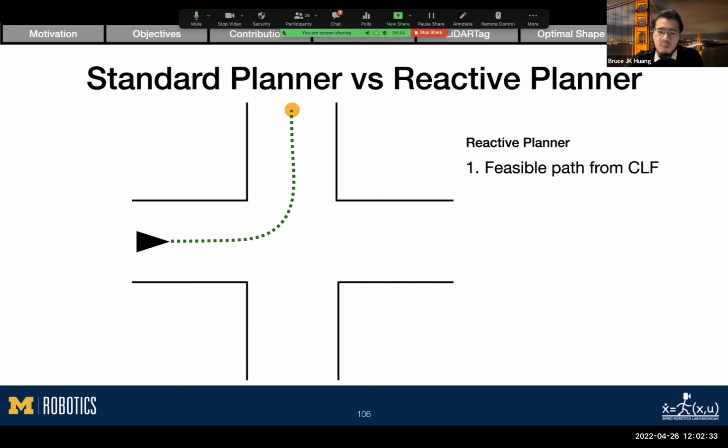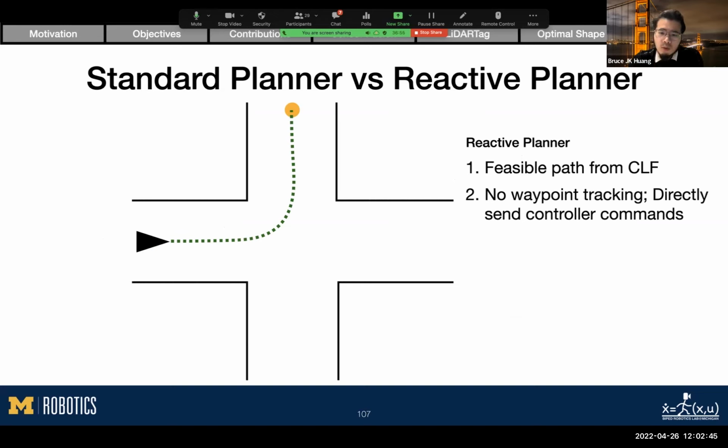On the other hand, for a reactive planner, we generate a feasible path directly from a control Lyapunov function that was designed for our robot. We do not need waypoint tracking, so we don't need an extra PID controller to track the path. That is to say, we handle robot deviation ourselves, rather than hand it over to a controller. The CLF automatically adjusts the velocity and orientation based on the current position and orientation of the robot.